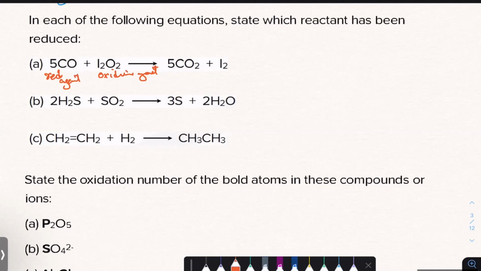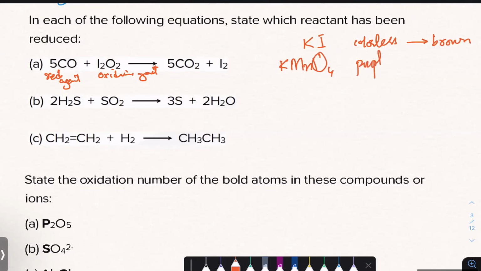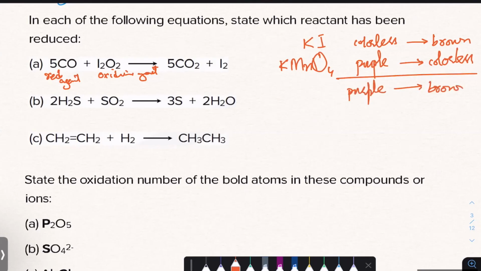Ryan has asked a very interesting question. Ryan is saying, what if I react potassium iodide with KMnO4? Let's try that out. Potassium iodide, if it reacts, it goes colorless to brown. And KMnO4, if it reacts, then it goes from purple to colorless. अब अगर आप इन दोनों को मिक्स कर देते हो और दोनों ही रिएक्ट कर रहे हैं तो दोनों के कलर्स ऐड हो जाएंगे. So they will go from purple to brown. और हमें वो दोनों कलर्स एक सामने नजर आए.